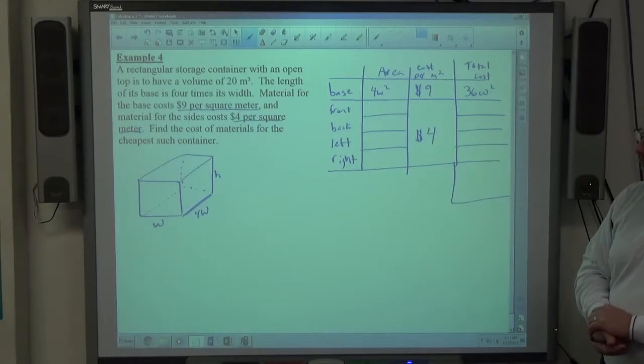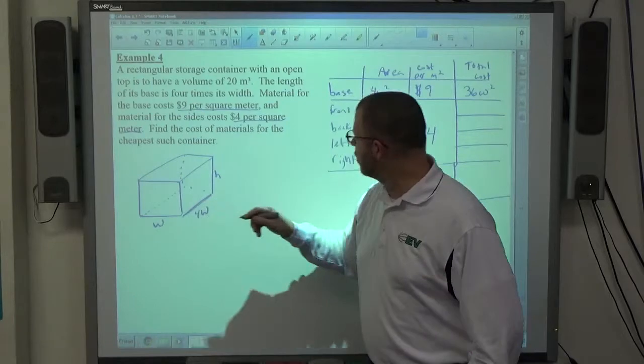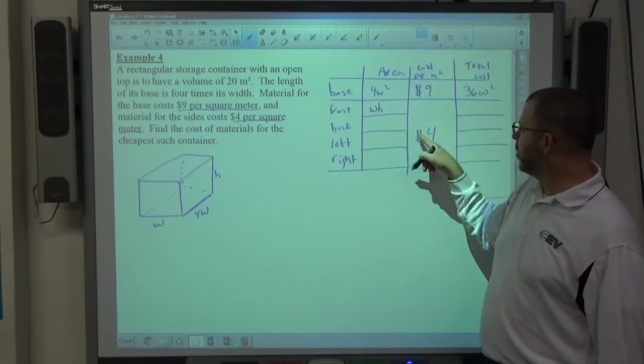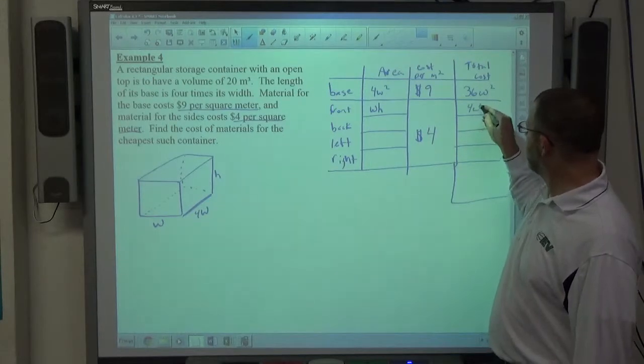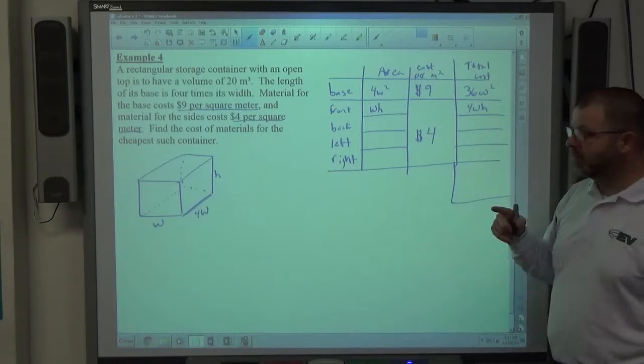The front dimensions are what? H and W, right? Each one of these up and downs is an H, right? So W times H is the area of the front. WH times 4 is 4WH, how much the front's going to cost me. The back is the same, right?